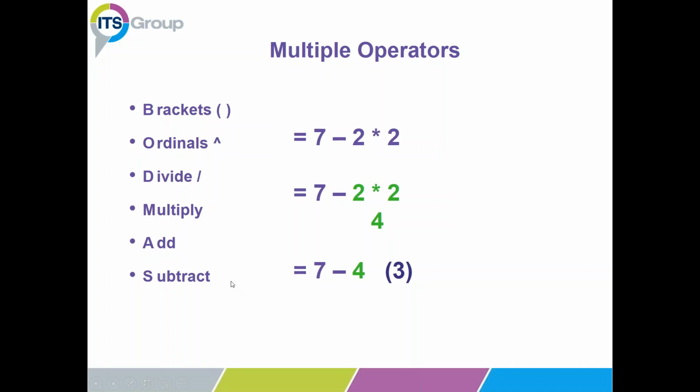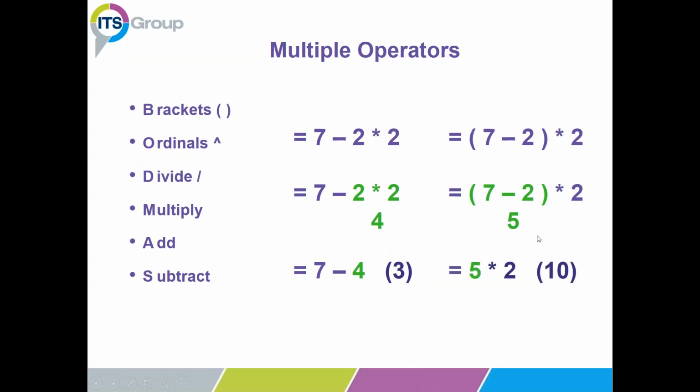So Ruth, well done. Ruth said we need to put brackets because brackets come first and they're always done first. So if we bracketed off the 7 minus 2 and told Excel, do that first, Excel goes, anything in brackets? Yeah, 7 minus 2, which gives us 5. And then 5 times 2 will give us the correct answer of 10.